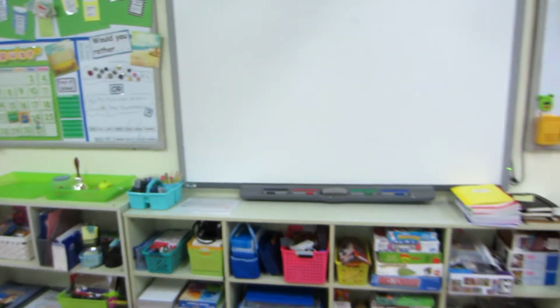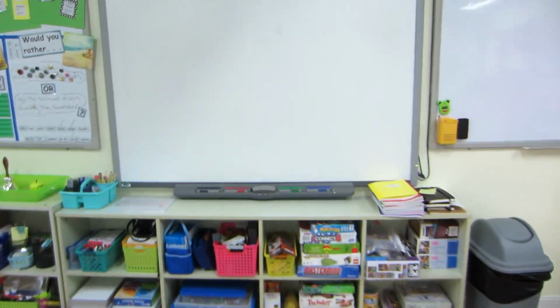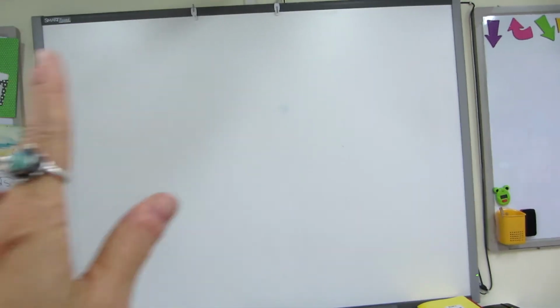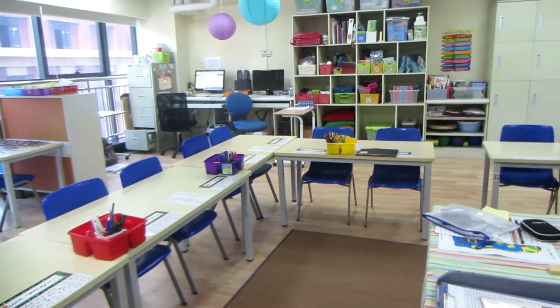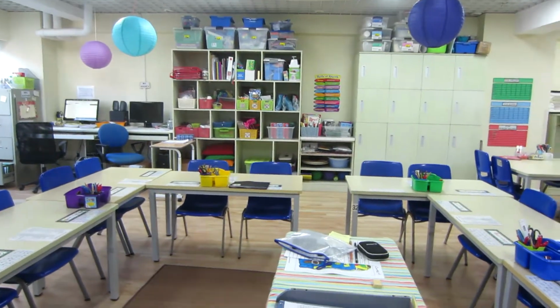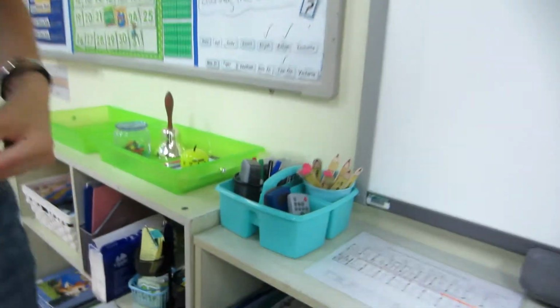Okay, so this is where I will be doing the actual instruction. The smart board will be up here. I'll have the instructions for them. We'll kind of go through it. The first station is the handwriting station, and that is independent. That's the only independent one, and they actually will get their handwriting books.